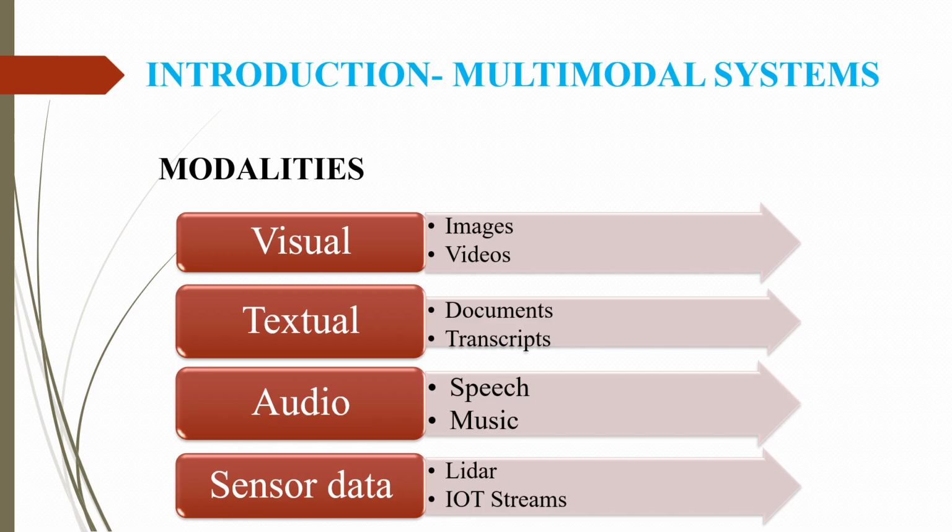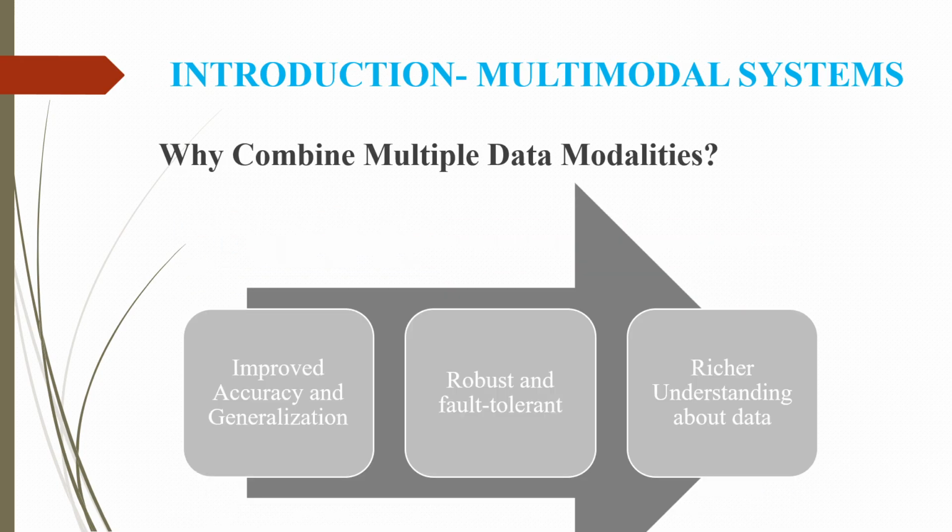And textual data, you know, documents and transcripts are the textual data. Audio, you all know that speech and music are the audios. Next one is sensor data. Sensor data will be of different types, LiDAR kind of data, radar kind of data, or IoT streams of data. Like that, you have the sensor data. So these all are the different kinds of modalities.